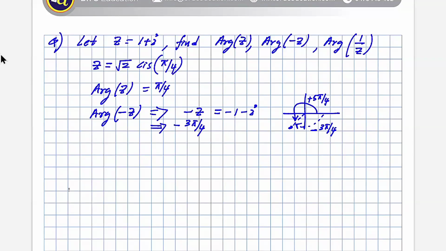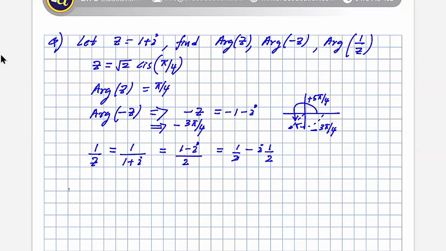1 divided by z? What is 1 divided by z? 1 divided by z is what? 1 divided by 1 plus I, right? So it's going to be 1 minus I, divided by 2. Is that 2? Right? So now this is going to be half minus I half.